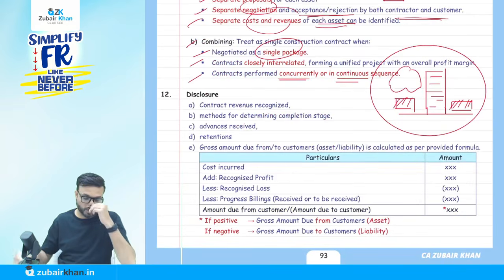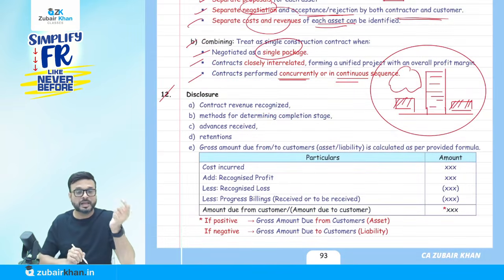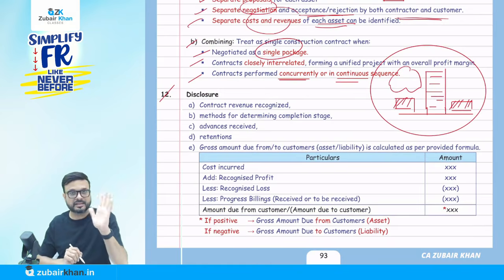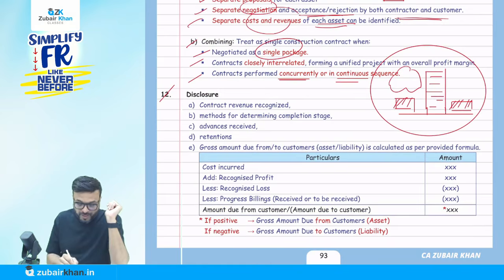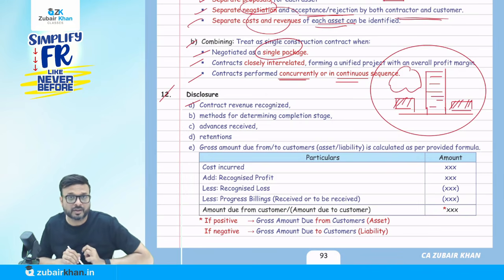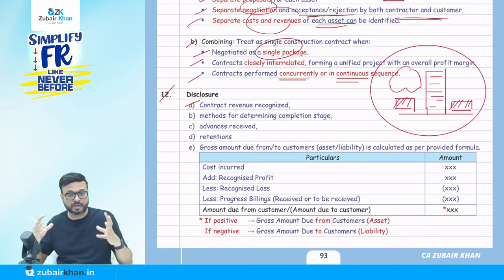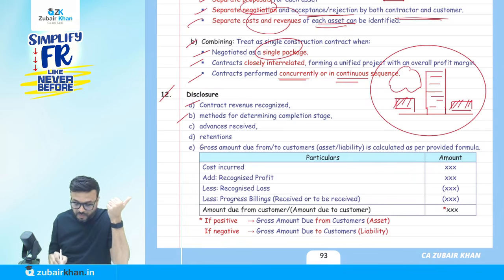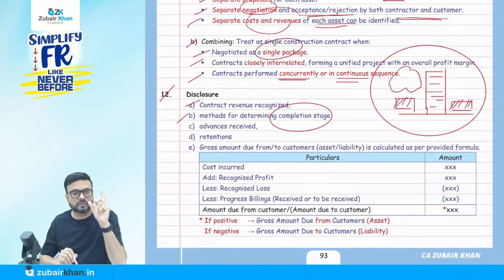This is also important. Generally disclosure is not so important, but in AS 7 it is important because ICAI asks that. Understand one by one. We have to disclose the total contract revenue that should be recognized in the P&L account, that is, how much revenue we recognize. The method to determine the completion: generally I ask you one method only, the cost incurred method, but there is also the survey method, which shows how much work has been performed.